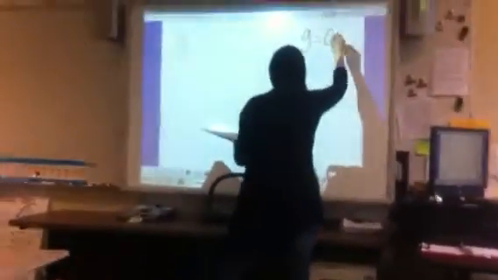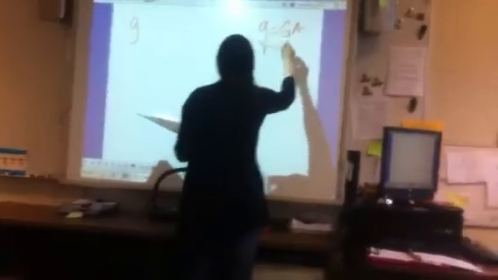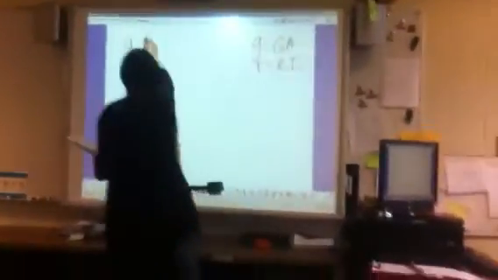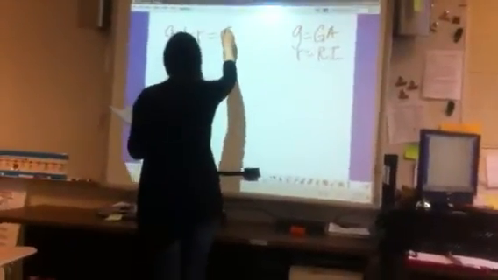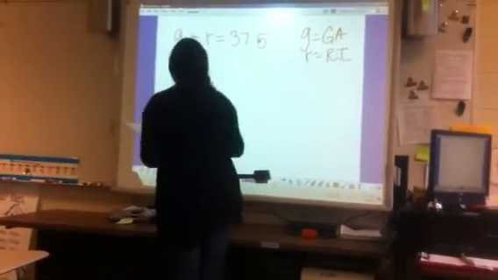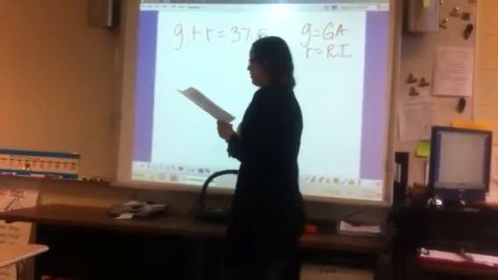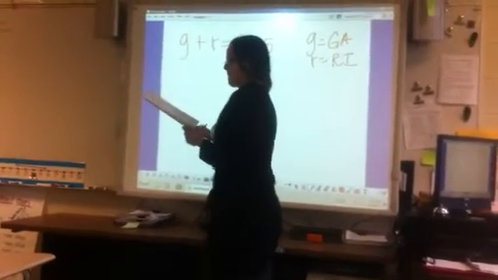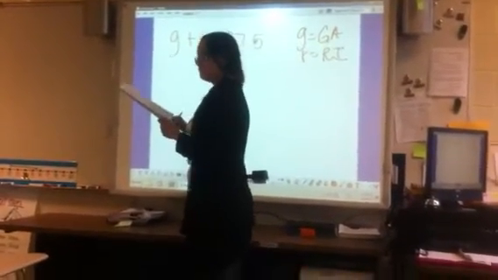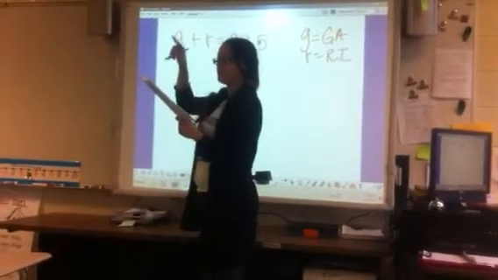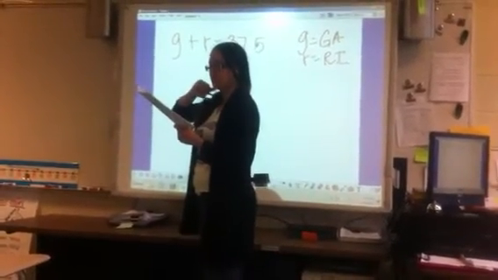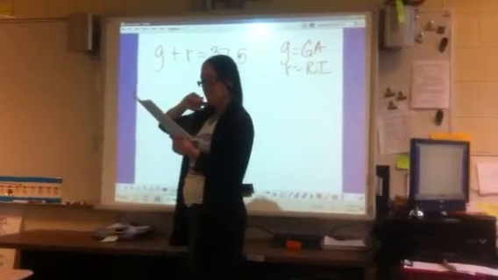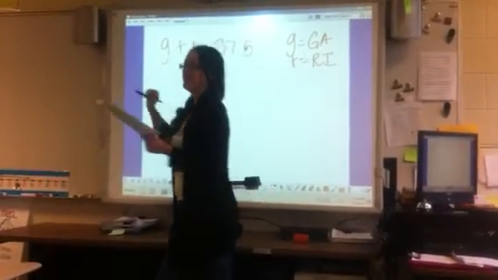So we'll let G represent Georgia, and then R will represent Rhode Island. So we know G plus R is 37.5. Now what's the other part that we need to write an equation for? Look at the first part of the problem. Rhode Island state gas tax is 4 times that of Georgia. So how would I represent that?